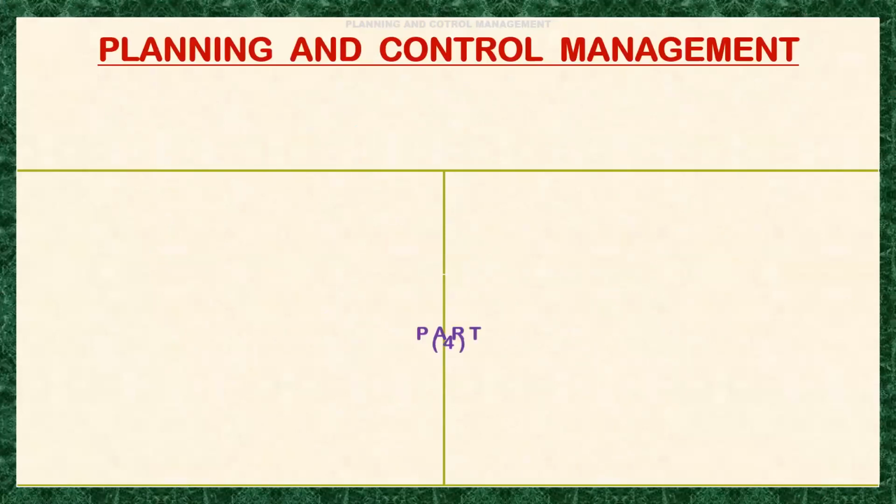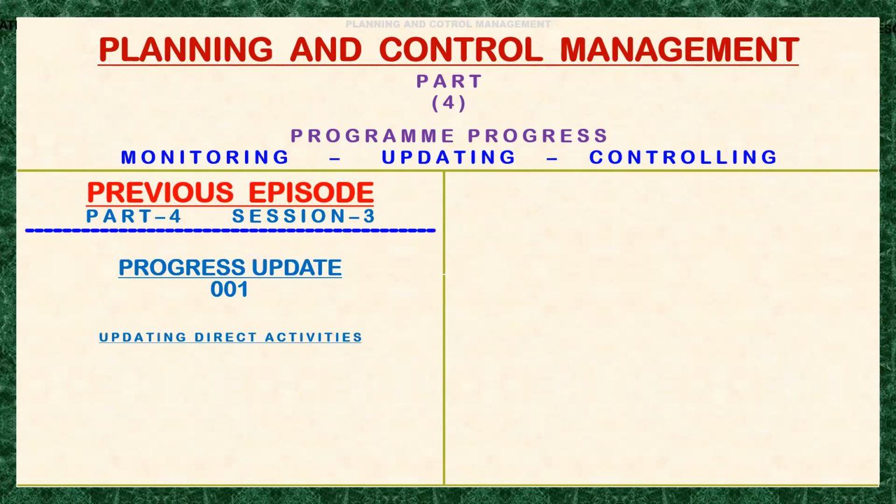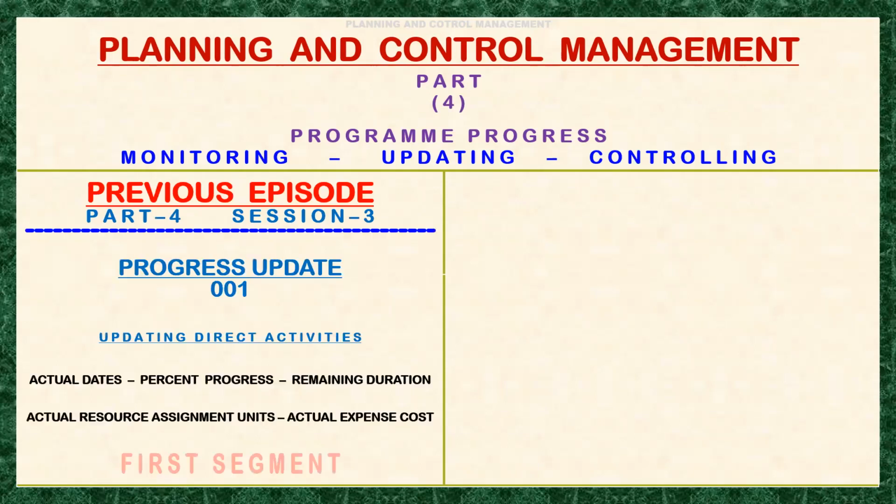Okay, let's start. Planning and Control Management Part 4, Program Progress Monitoring, Updating and Controlling. Our previous episode was Part 4, Session 3, Progress Update 001, Updating Direct Activities: actual dates, percent progress, remaining duration, actual resource assignment units, and actual expense cost. That was the first segment.